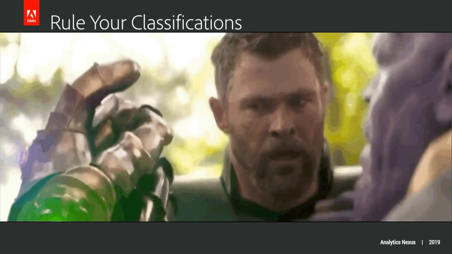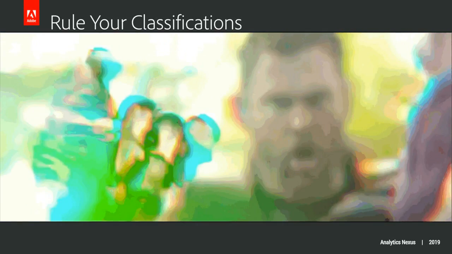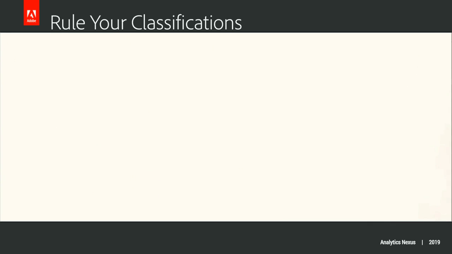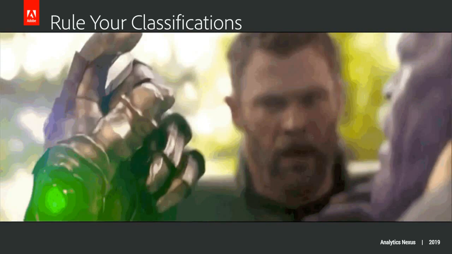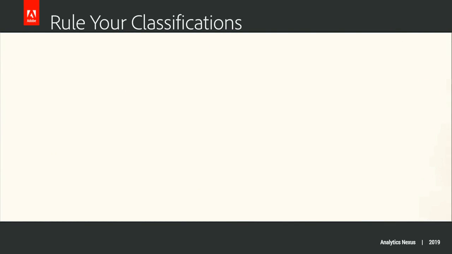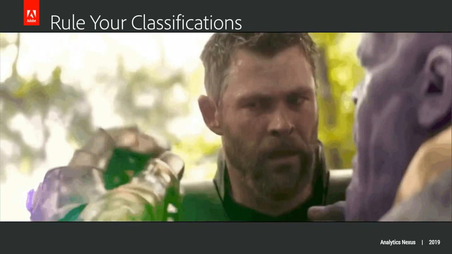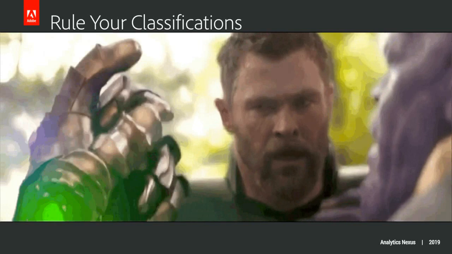Now, the last set of topics that I want to discuss is around ruling your classifications. And of course here we've got a little sneak peek into an Avengers movie from Infinity War, where if you can snap your fingers, you'll have more control over your classifications. So let me walk through a couple of ways in which you can take better control over your classifications. Hopefully this little scene isn't a spoiler alert for you.